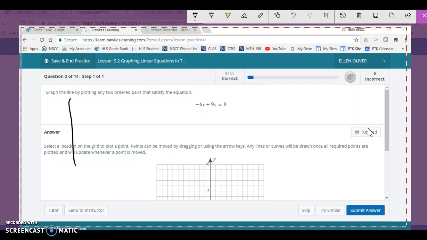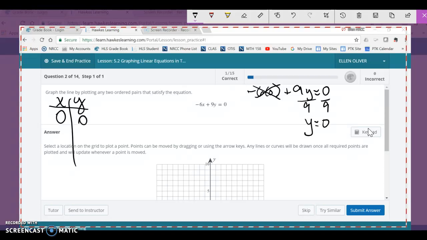Here's my T-chart. I always start by picking x equals 0 because it's super easy. That means that negative 6 times 0 is going to go away. And I'm just going to have 9y equals 0. Divide both sides by 9. y is 0. So there's one point.